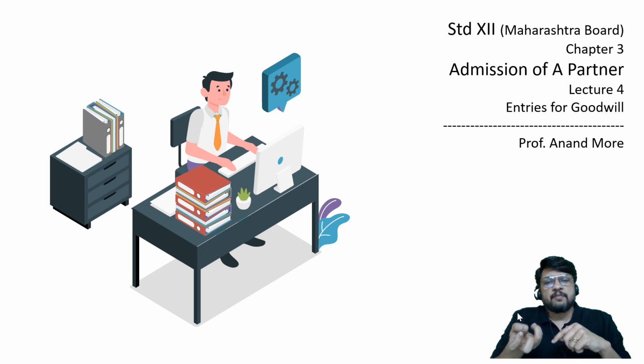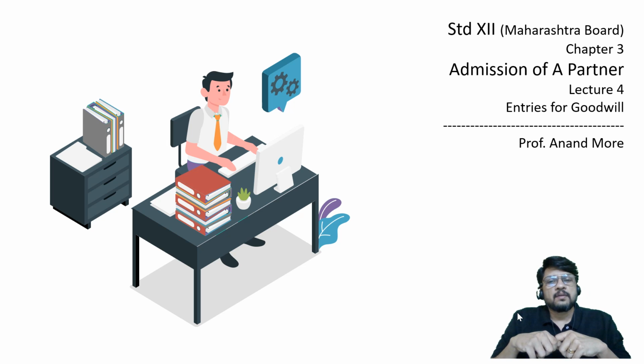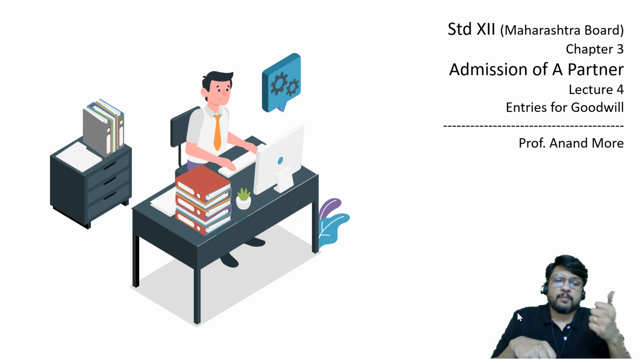How to calculate sacrifice ratio and new ratio under various situations, we have already seen in the previous lecture. How to determine the value of goodwill, be it firm's goodwill or new partner's share, we discussed under average profit method or super profit method in the second lecture. And now is the last lecture, that is accounting entries for goodwill. So value, firm's value or new partner share. Ratio, either old ratio or new ratio or sacrifice ratio. These things are already known to us.